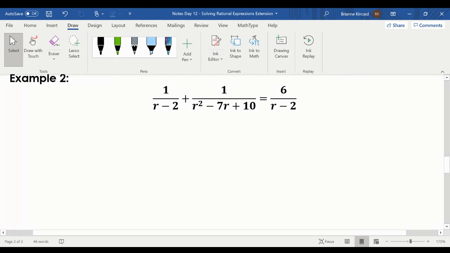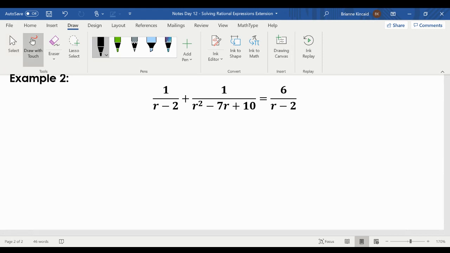All right, for our second example, same thing. We're going to go through it pretty slowly. So I'm going to rewrite my original problem with factoring everything. R minus 2 can't factor. I'm just going to put it in parentheses. R squared minus 7r plus 10 is a trinomial. It can factor as 2 binomials.